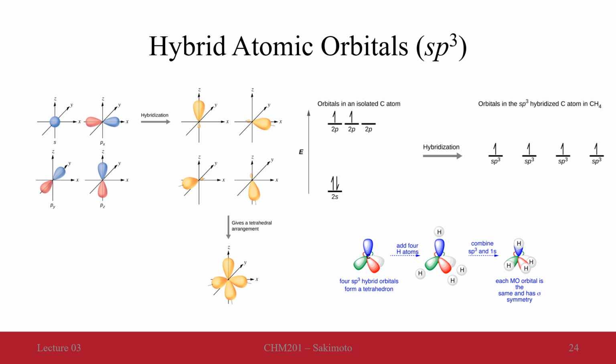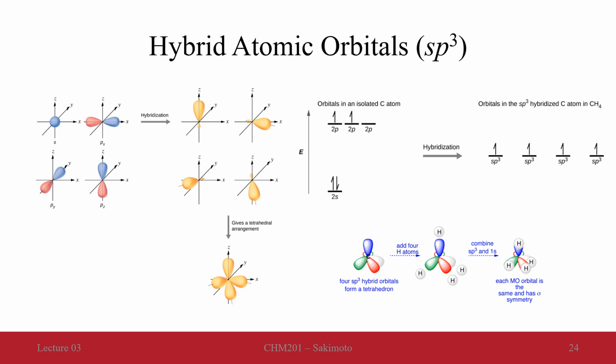The final sort of way we might hybridize things, quite commonly seen for things like carbon, takes the four valence orbitals, a single s orbital and three p orbitals, and hybridizes those four orbitals together. Mathematically, the result that you get is a set of four sp3 hybrid orbitals that now point along those tetrahedral directions.